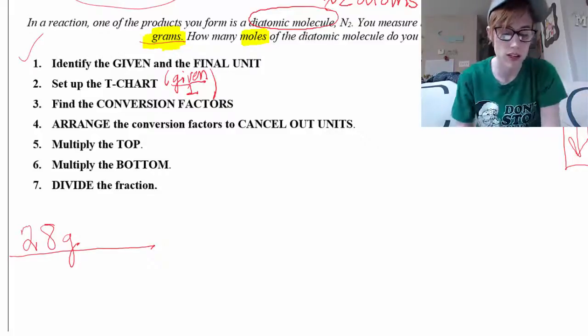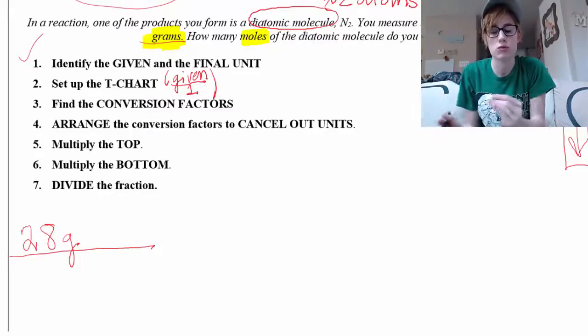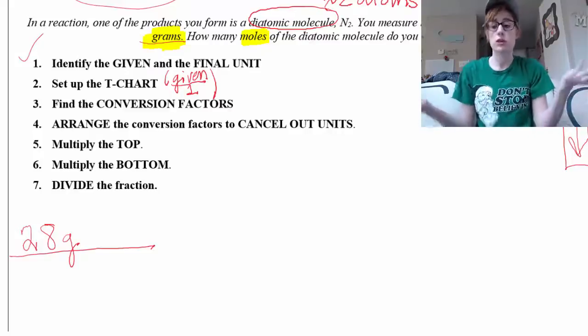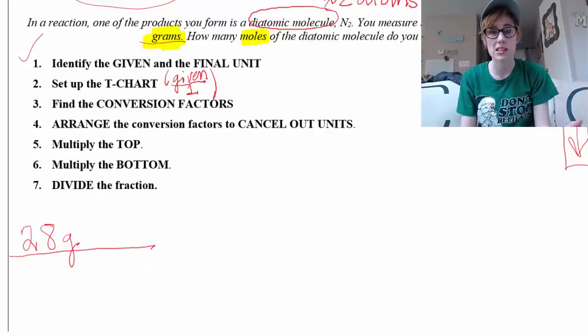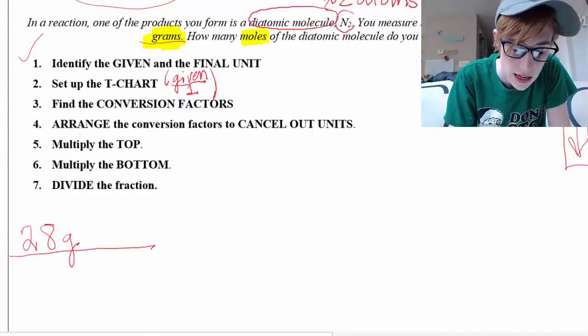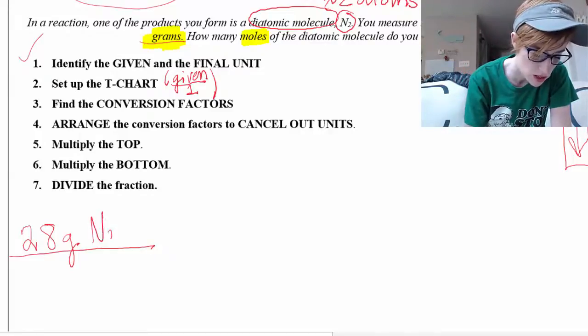The identifier is like 28 grams of what? What do we have 28 grams of? Do we have 28 grams of marshmallows? Do we have 28 grams of pretzels? Do we have 28 grams of chocolate chips? Obviously, I'm hungry from the examples I'm using. So what do we have 28 grams of? Well, we have 28 grams of N2, okay, this diatomic molecule. So I'm going to write 28 grams of N2.